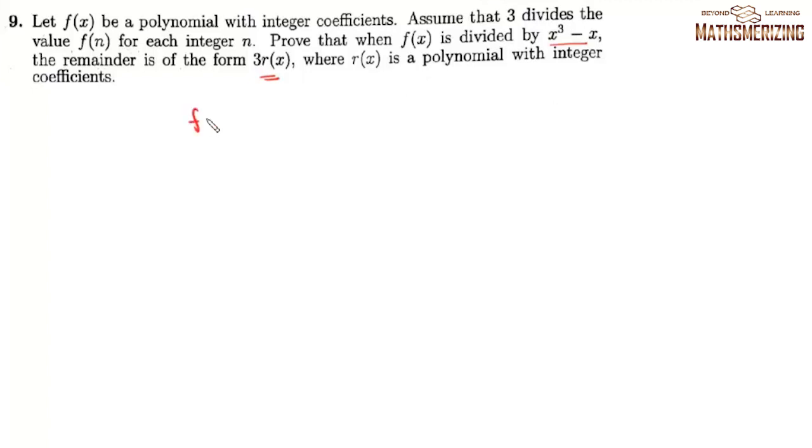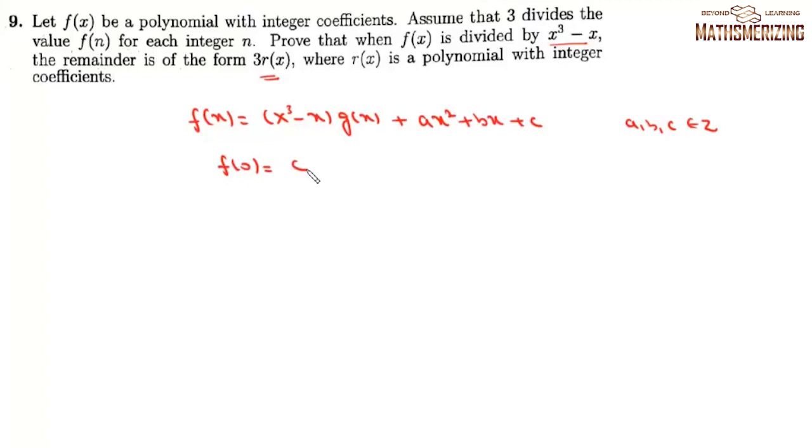Now we can write this polynomial f(x) as (x cube minus x) g(x) plus a x square plus b x plus c, where a, b, c are integers. Now if we find f(0), it is c, and it says 3 divides the value f(n) for each integer n. That means 3 divides c, and if 3 divides c, then c is of the form 3k1, where k1 belongs to Z.